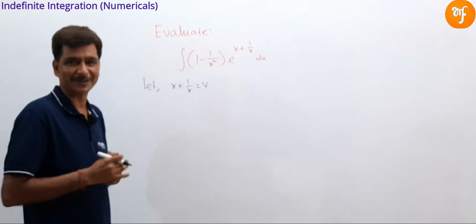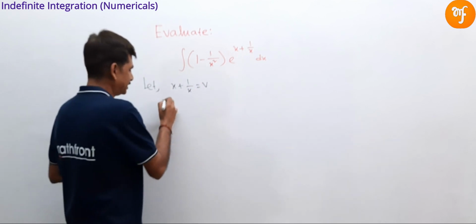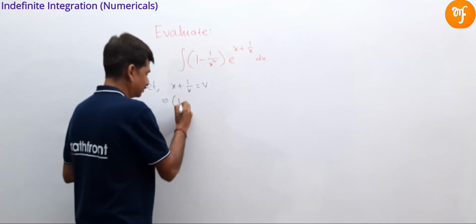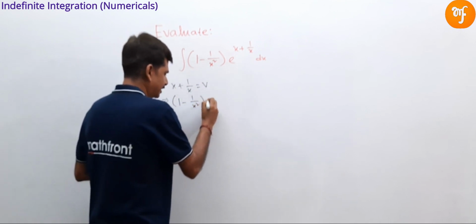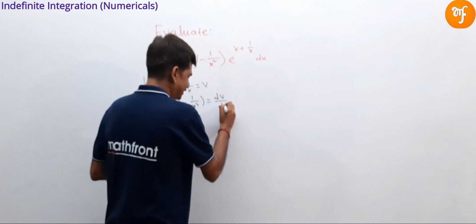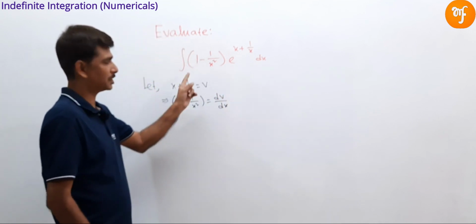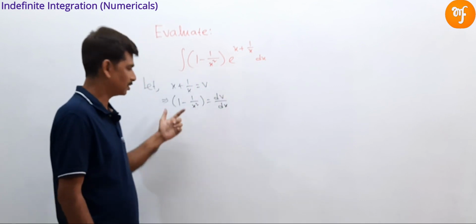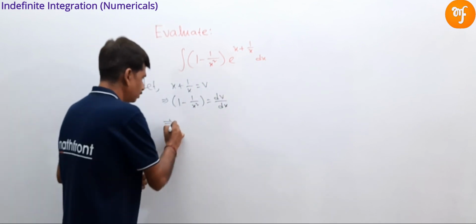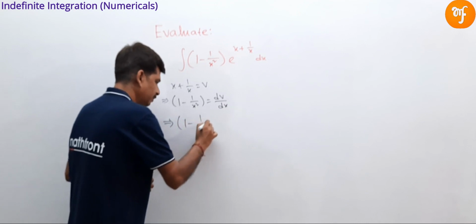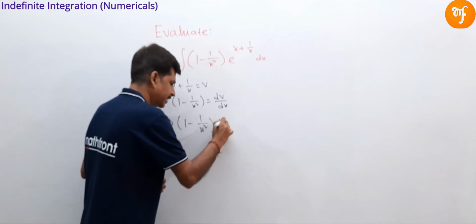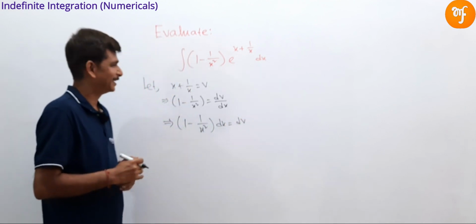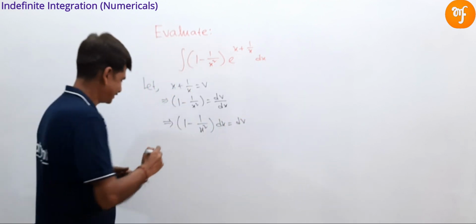Now differentiating both sides with respect to x, d/dx of (x + 1/x) is 1 − 1/x². So we are writing 1 − 1/x² is equal to dv/dx. As in the integration (1 − 1/x²) dx is present, that is why we can write (1 − 1/x²) dx is equal to dv. Okay, now come to the integration.